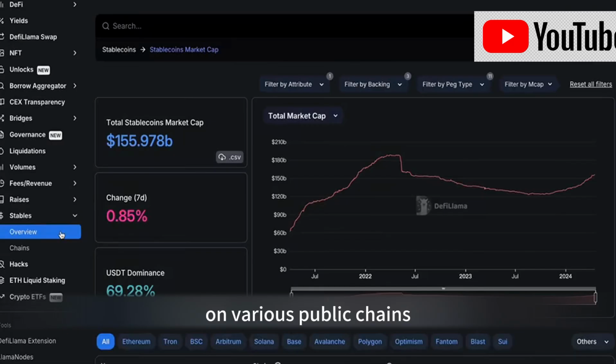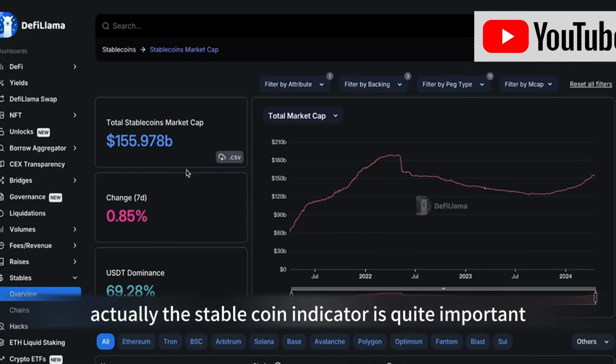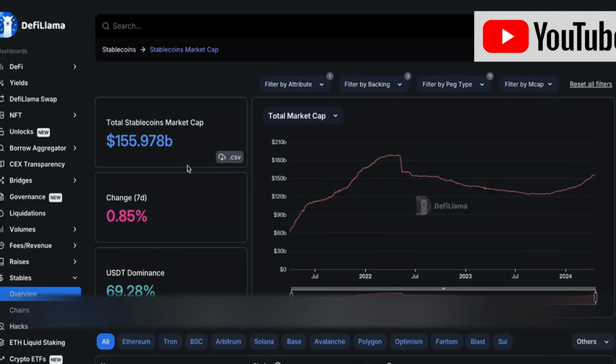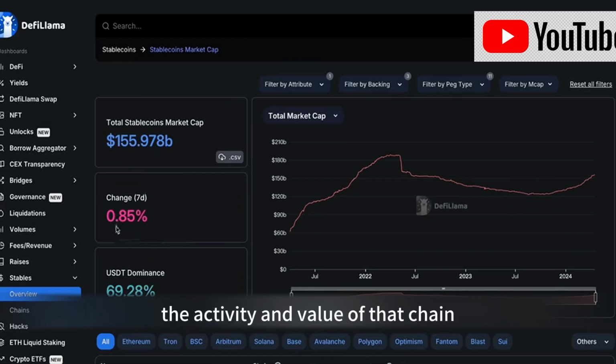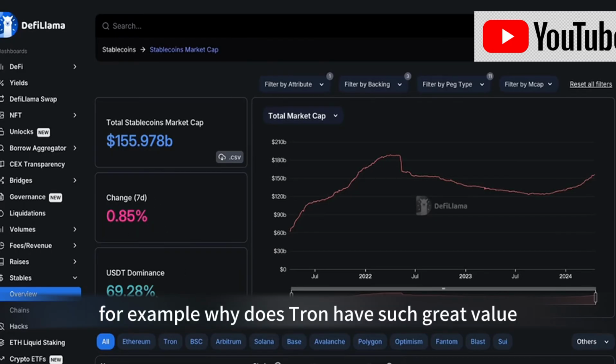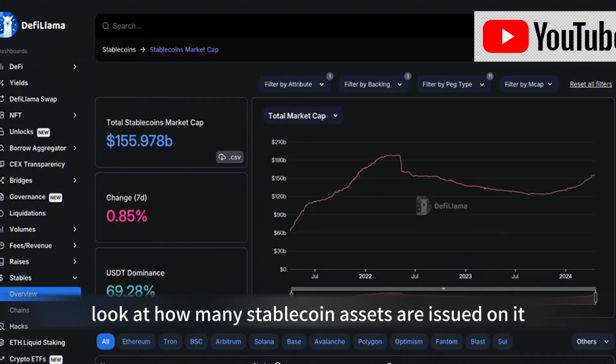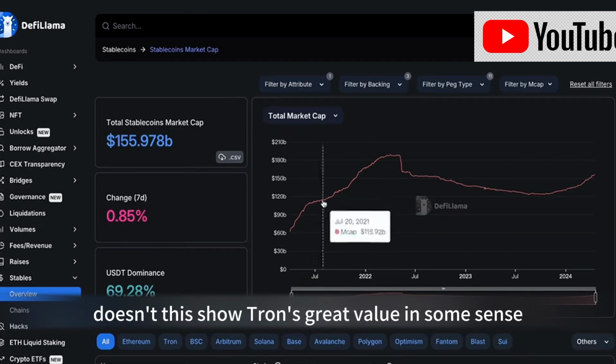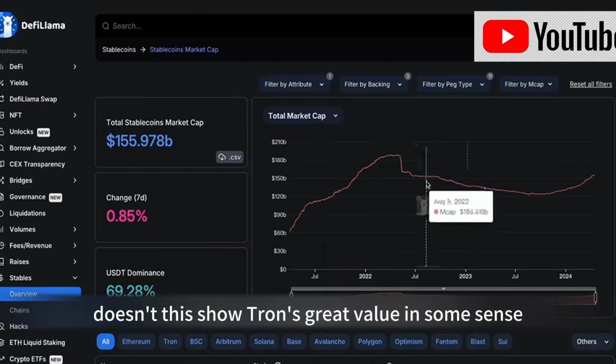We can see stablecoin issuance on various public chains. Actually, the stablecoin indicator is quite important. If stablecoins are issued on certain public chains, it indirectly shows the activity and value of that chain. For example, why does Tron have such great value? Look at how many stablecoin assets are issued on it. Doesn't this show Tron's great value in some sense?